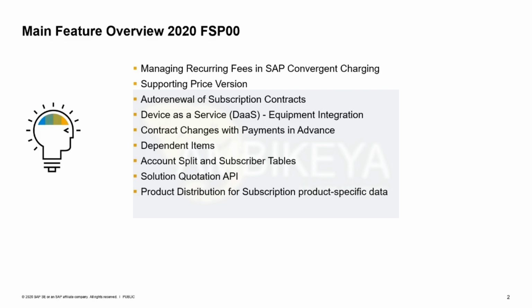Then we have improved the solution code API to support additional functionalities from an API perspective. And when a subscription product is created, now it is possible to inform an external system on the changes. So these are the major features that we delivered in FPS 00. I will take you through each of them in detail.